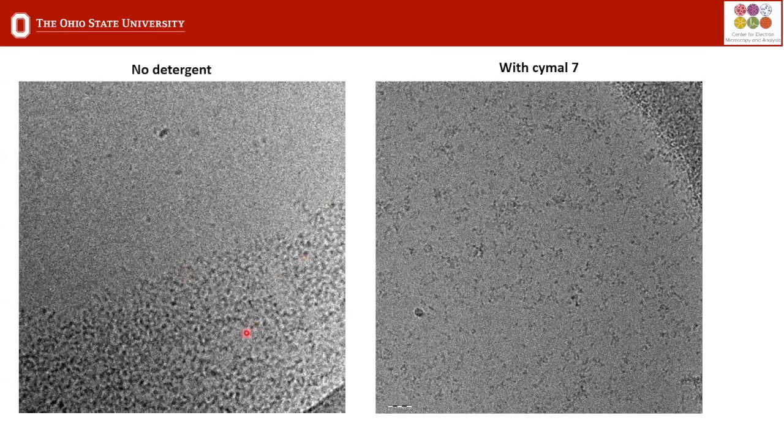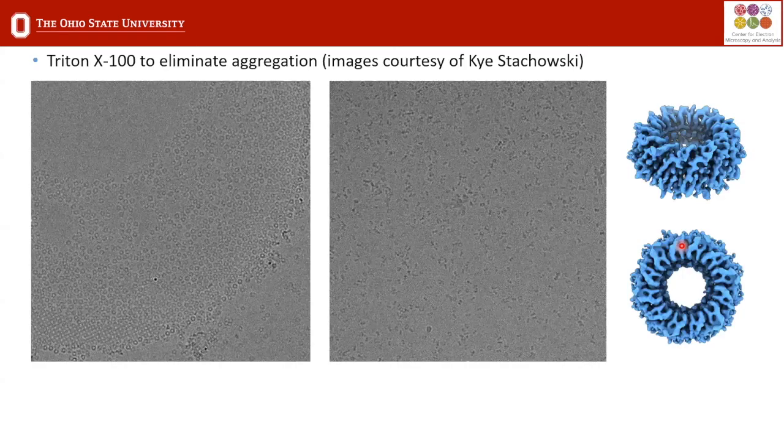So here we had a protein that would commonly aggregate around the edges of the hole. So when we added some Cymal-7, we got a nice distribution across the entire hole. And one user here named Kai also had an issue with aggregation, but he added some Triton X-100 and was able to clear his aggregation problem and ended up with some pretty nice structures.